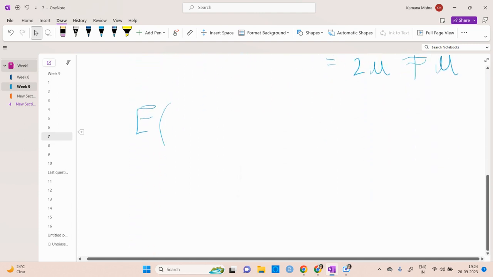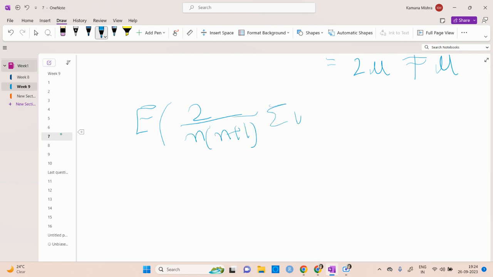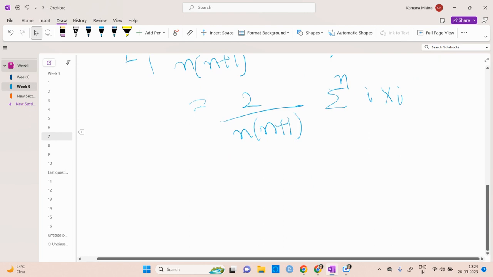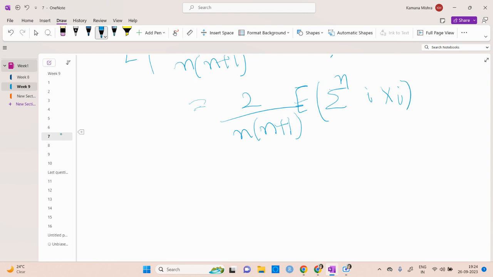Okay. So it is given here that T_n = 2/(n(n+1)) summation i·X_i up to n. So 2 upon n(n+1) will come, and then this will be summation i·X_i. Sorry, expectation of this.